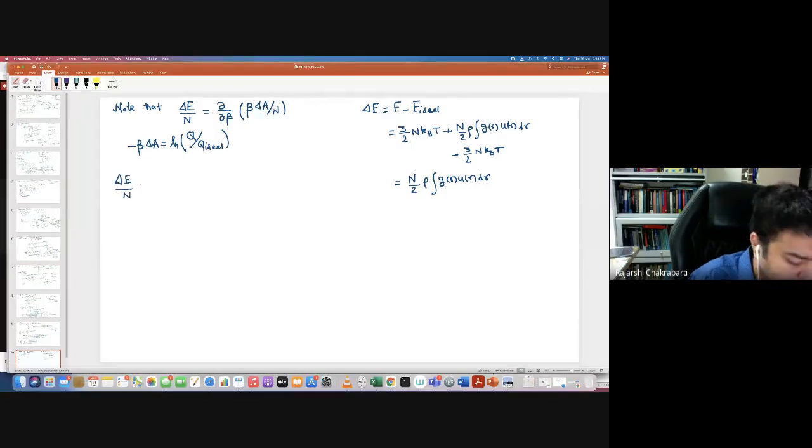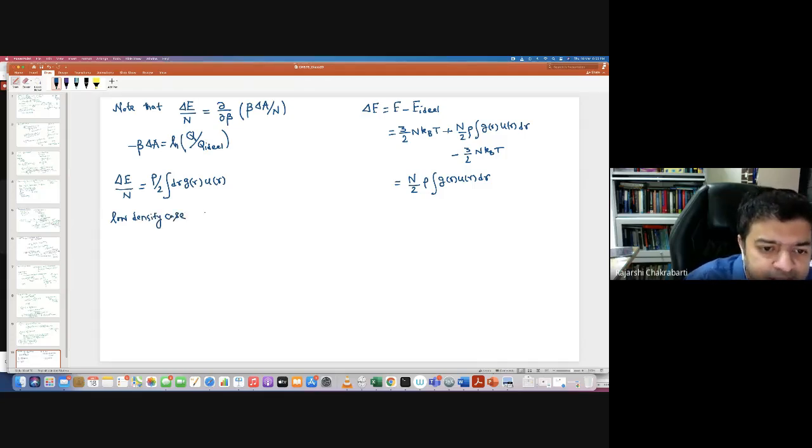Now this ΔE/n is equal to ρ/2 ∫dr g(r) u(r). Now consider the low density case. In that case, your g(r) is taken as exponential of −βu(r).